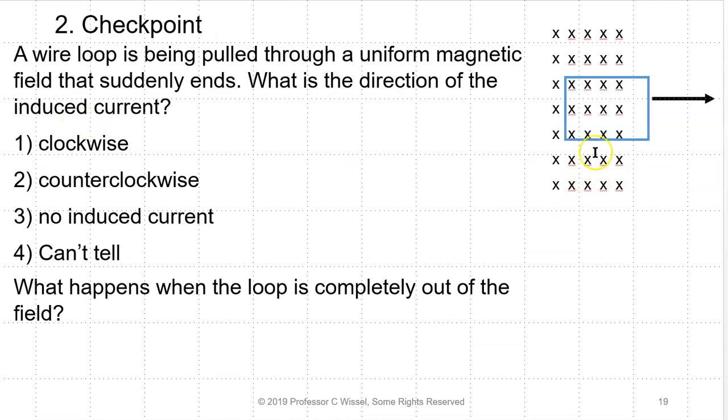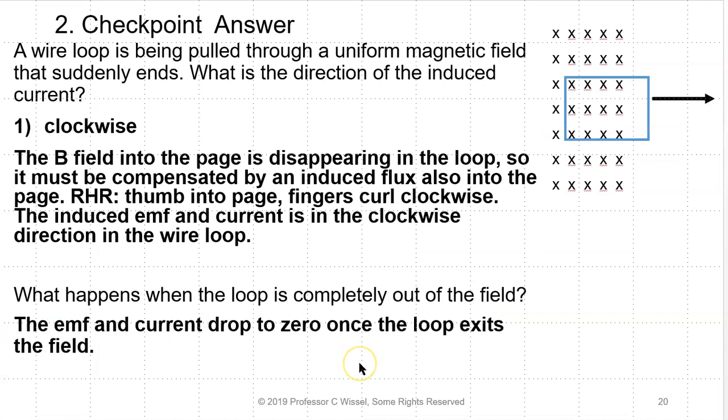A wire loop is being pulled through a uniform magnetic field that suddenly ends. What's the direction of the induced current? And what happens when the loop is completely out of the field? Well, the EMF and the current will drop to zero once the loop exits the field. Now for this first part, it's clockwise. The magnetic field is into the page and it's disappearing from the loop. So the loop is losing that into-the-page magnetic field, and will compensate by an induced flux that is also into the page to try to keep it from disappearing. Right-hand rule: thumb is into the page, fingers curl clockwise. The induced EMF and current are in the clockwise direction in the loop.